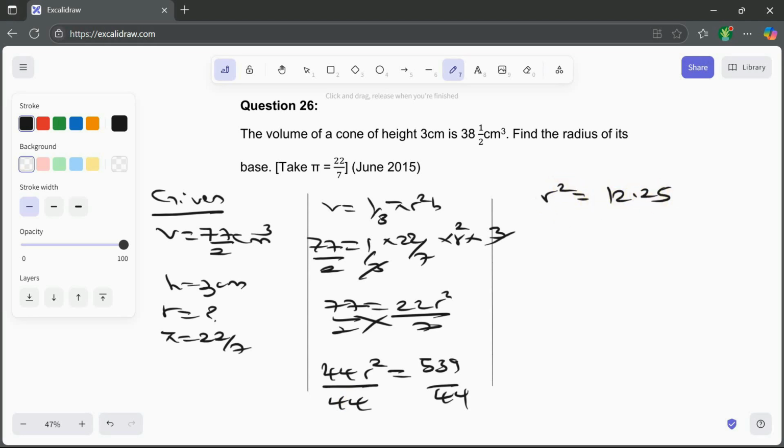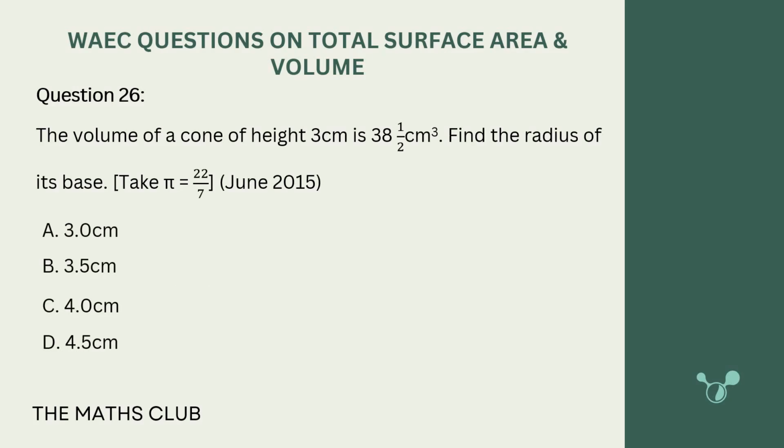And if I divide both sides by 44, our r squared is 12.25. Now if I take square root of 12.25, that will give you what? 3.5. So therefore, taking square root of both sides, our r is 3.5 centimeter. Let's see if my answer is correct. That will be option B.